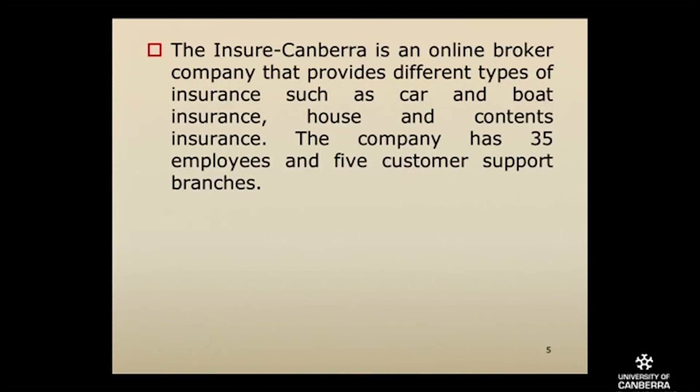Okay? So what it is about, we've got a company that provides car, boat, house, and contents insurance. So what are the entities here? The car insurance, boat insurance, house insurance, contents insurance. You may have just picked up insurance, but remember, there are different kinds of insurance. The other thing that you know is that the company has 35 employees and 5 branches. So you need to store the details of the employees and the branches for this company too.